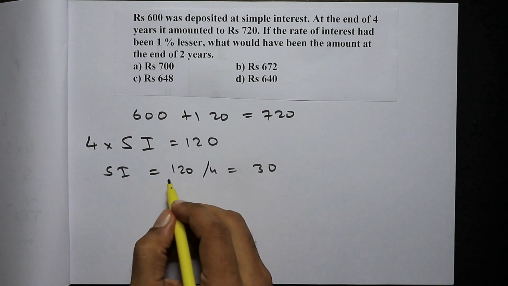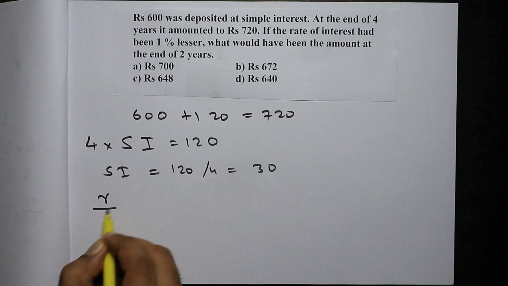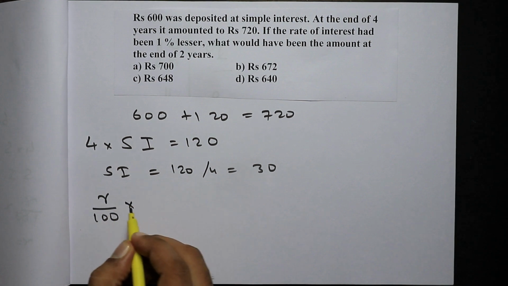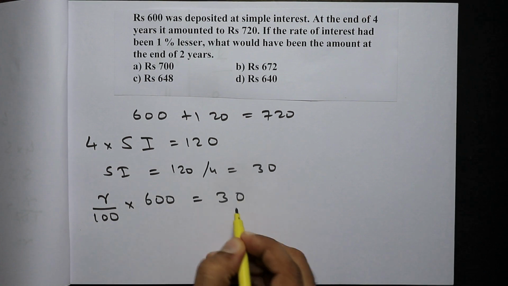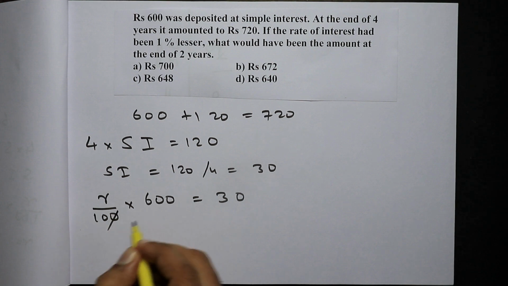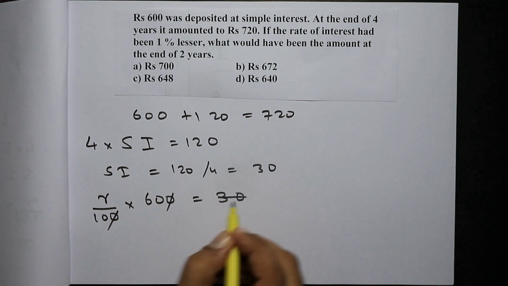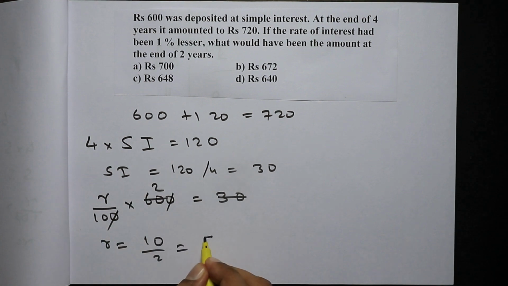So let us calculate the rate of interest. So assume that the rate of interest is R. What you will be getting is R percent of principal. Principal is 600, and what you are getting is 30. So let us calculate the value of R. I'll cancel 1 0 here. 30 divides 60 2 times. So R you will get it as 10 by this 2. So you will get it as 5%. So rate of interest is 5% per year.